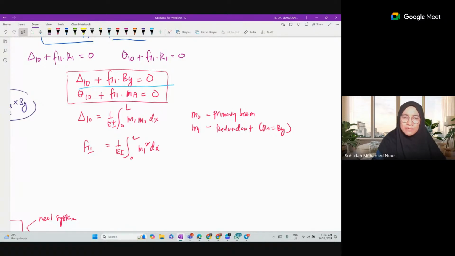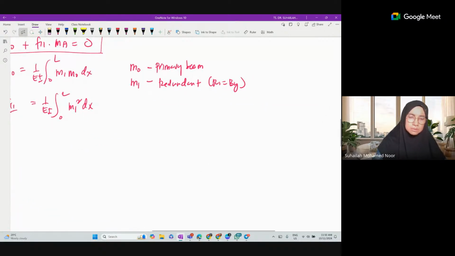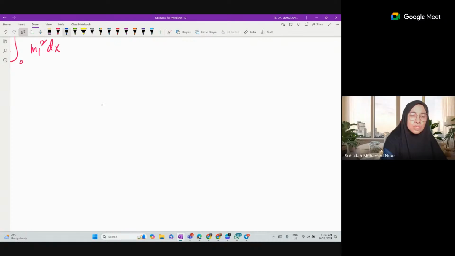Okay. Do you get the idea about how to derive the compatibility equation? Yes, madam. Okay. So in summary, the derivation is not for you to derive every time we want to solve a problem. This derivation is just for you to understand how we get the compatibility equation, because we can remember the standard form of the compatibility equation.